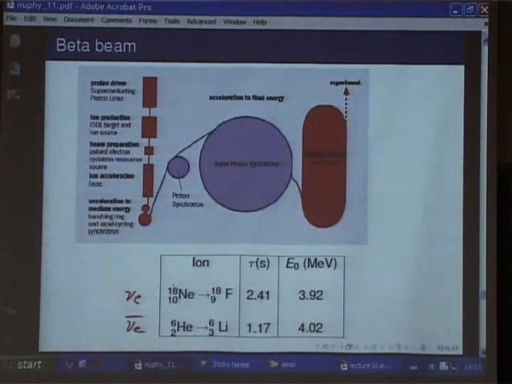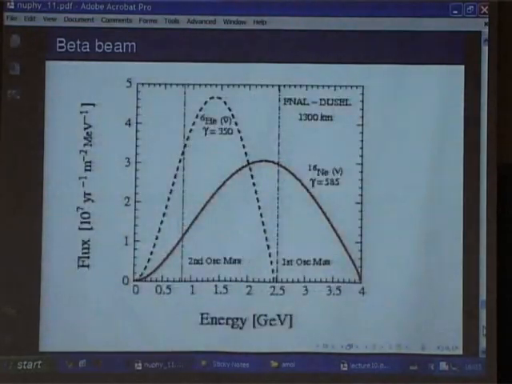So you make these ions, you collect them, accelerate them, and you do all these things before they decay. You don't have much time. So you take these ions, you pass them through linear accelerators, then through synchrotron accelerators, and make this beam. So this is in some sense a clean beam.